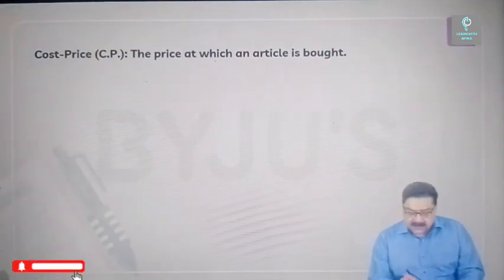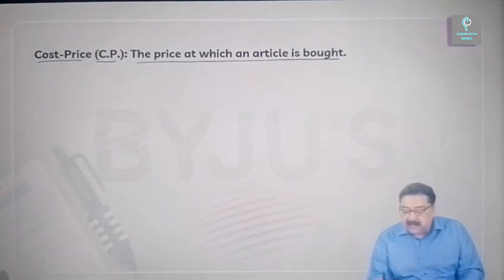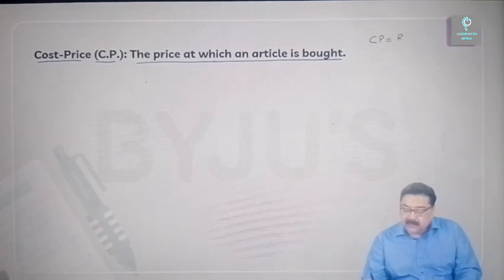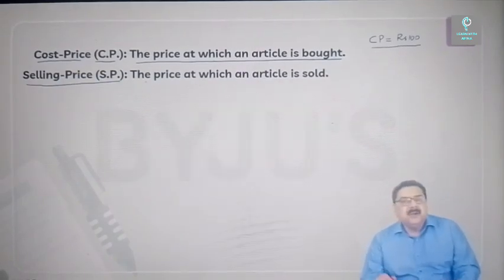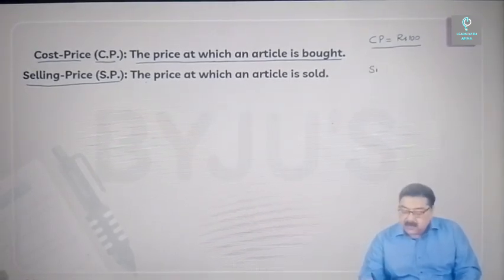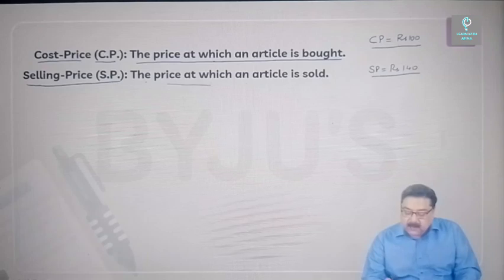First of all, the very basics. Cost price. Now, what is the cost price? The price at which an article is bought. So you go to the market, you buy an article for rupees 100, that becomes the cost price of the article. Then what is selling price? Now, this article that you had bought for 100 rupees, you go to another market and sell it for rupees 140. So hence, your selling price becomes rupees 140. So the price at which an article is sold is selling price.